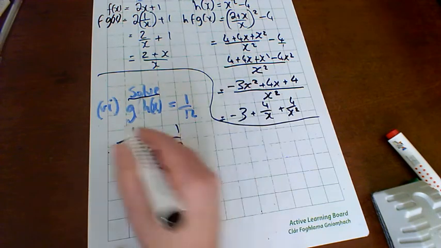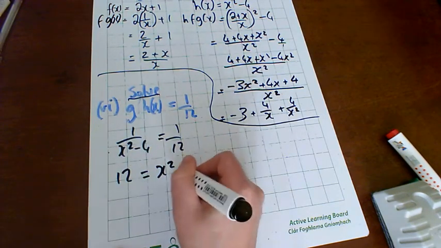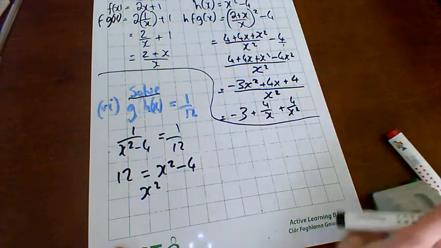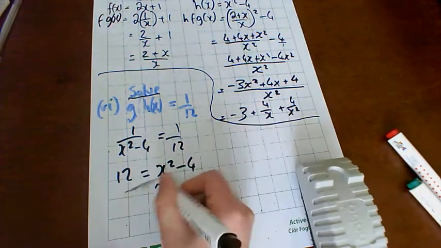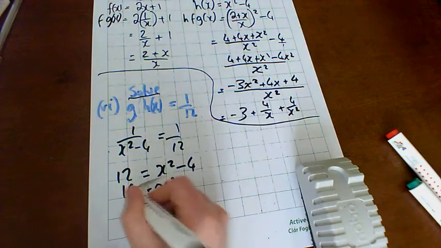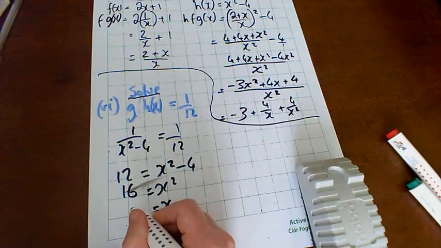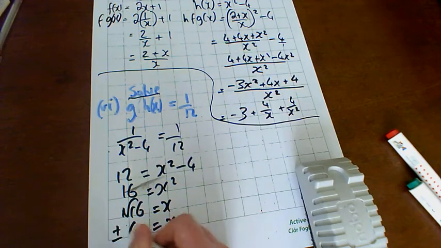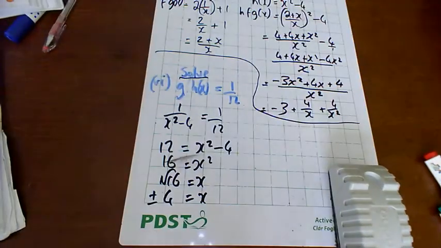And pretty much by cross multiplying, we end up with 12 is equal to x squared minus 4. And you bring everything to one side. Well, we don't need to actually, because we'll leave the x squared on this side. X squared is equal to 16, it comes across. So x is equal to the square root of 16. X is plus or minus 4. Again, it's not anything in terms of length, so it can be plus or minus 4.